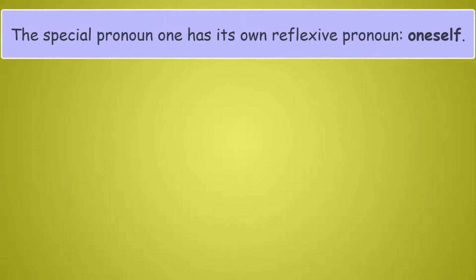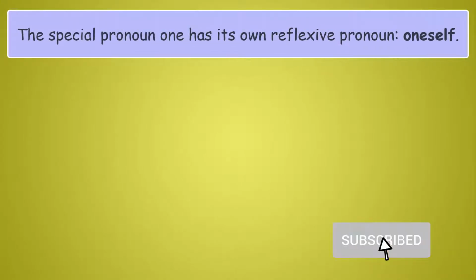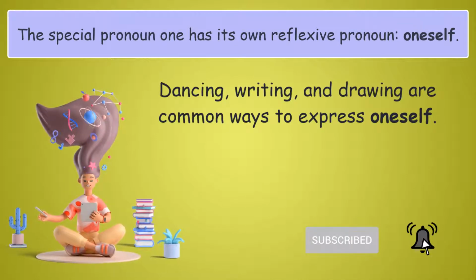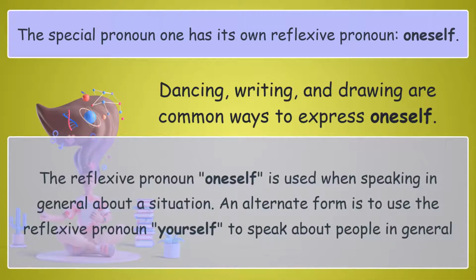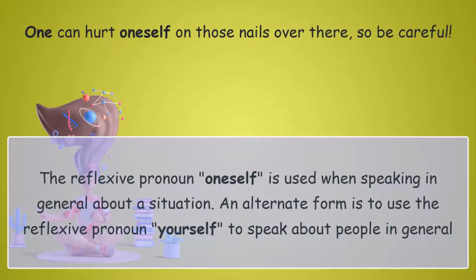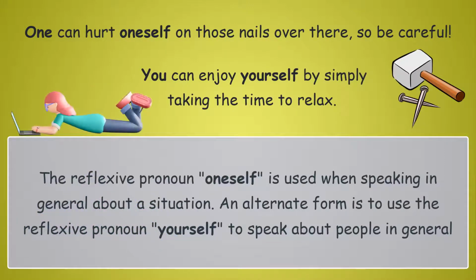The special pronoun one has its own reflexive pronoun, oneself. Dancing, writing, and drawing are common ways to express oneself. The reflexive pronoun, oneself, is used when speaking in general about a situation. An alternate form is to use the reflexive pronoun, yourself, to speak about people in general. One can hurt oneself on those nails over there, so be careful. You can enjoy yourself by simply taking the time to relax.